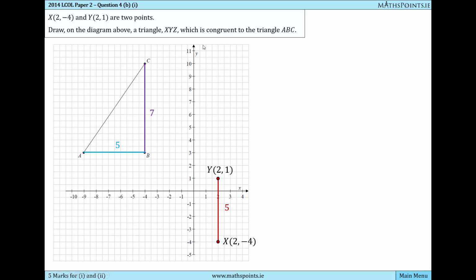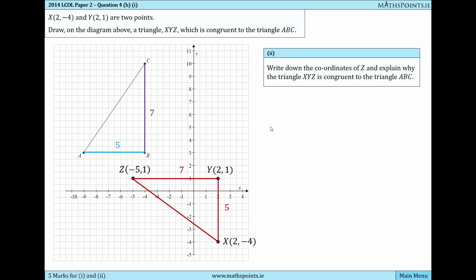If we're going to draw a triangle that's congruent to triangle ABC, all of the sides and angles must be the same. So we want to draw now a line that's 7 units in length. So starting at the point Y, (2, 1), we're going to draw a line that's 7 units in length horizontally out to the left. We're going to mark this point as Z, which is the point (-5, 1). To complete the triangle, we're going to join Z back to X. So this triangle now is congruent, or exactly the same as the triangle ABC.